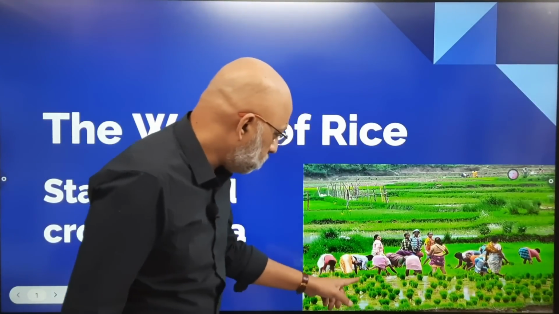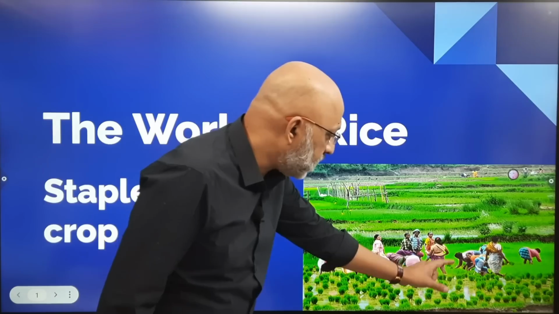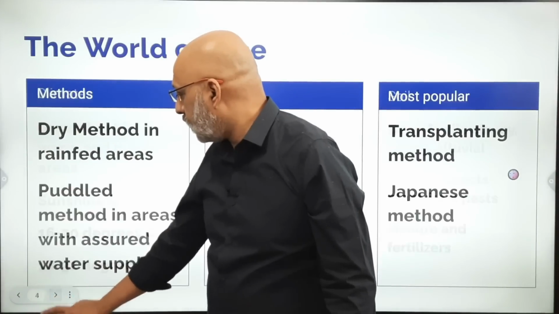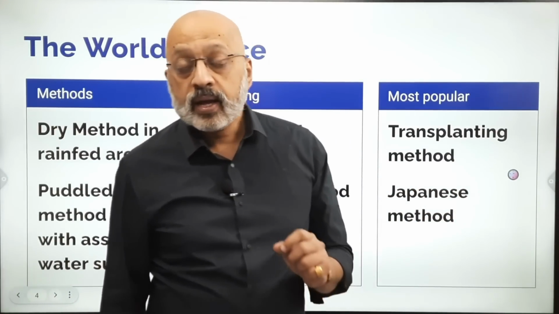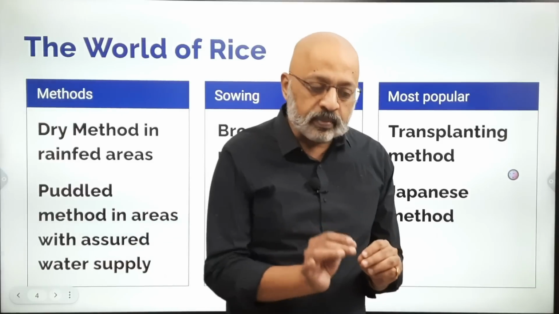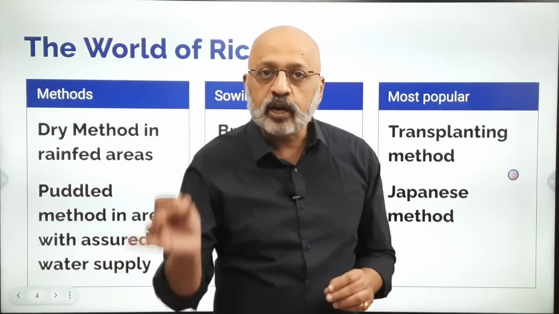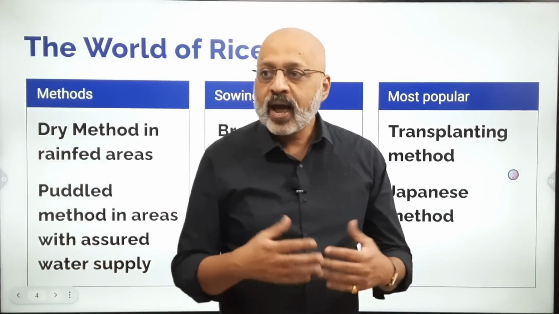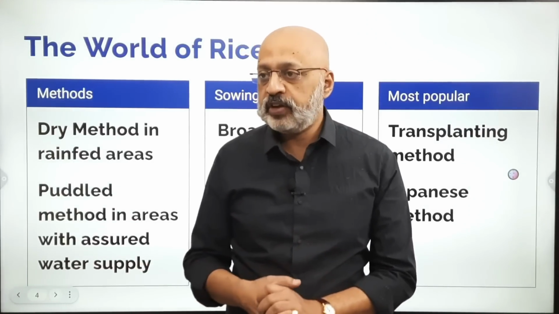You see the women, these are the transplants which have been brought from the nursery. So they are plucking them up and putting them at regular intervals. That's how it is done as far as the transplanting method is concerned. And the advantage with this is that the women, the labor, are able to see which are the healthy saplings, and they transplant only those ones, and it gives good yield. It leads to less wastage.